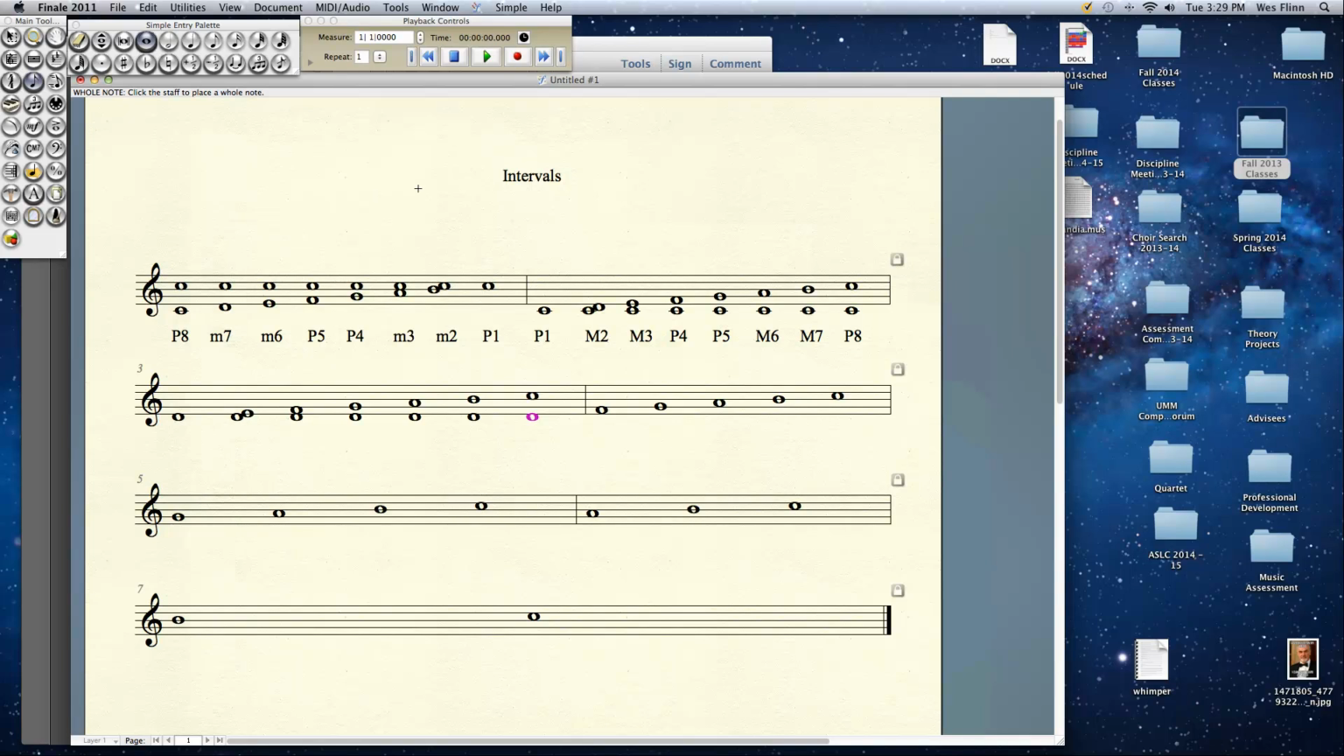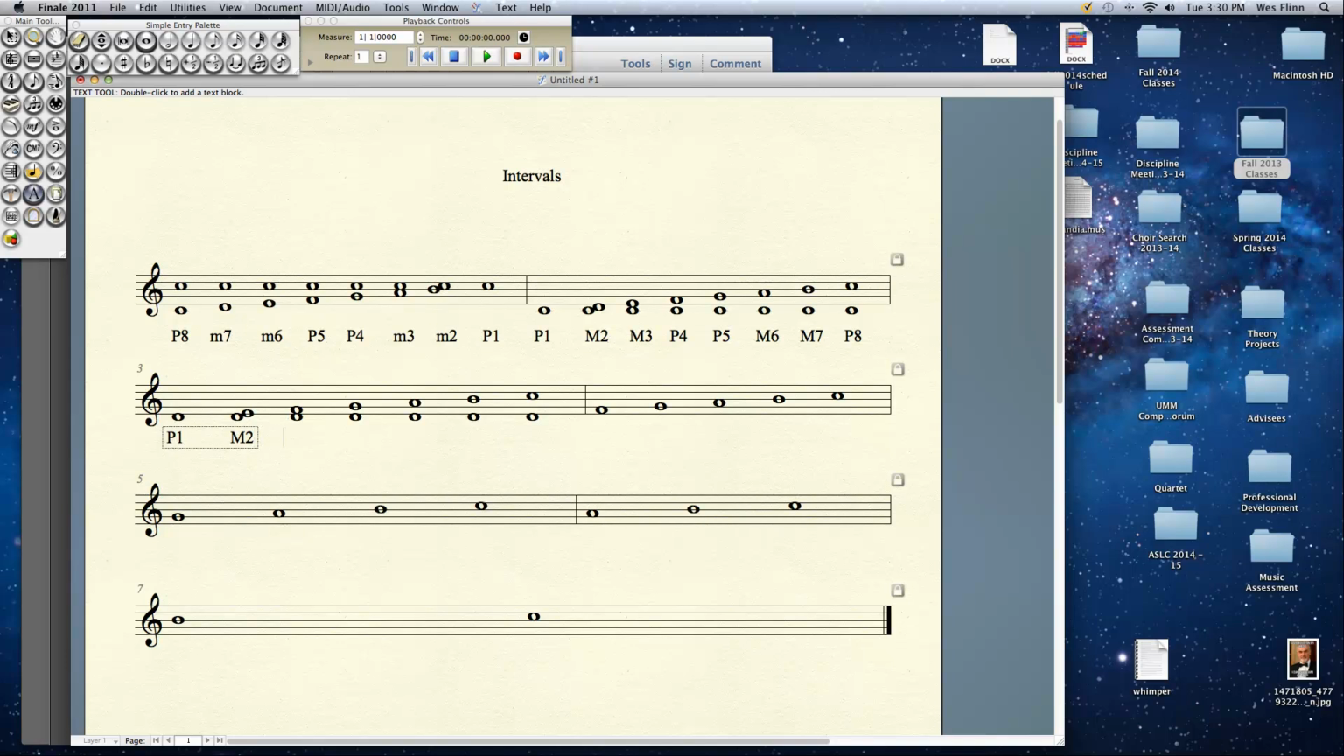What intervals are created? Well, we know if D stays on D, that's going to be a perfect unison. D to E is what kind of step? Half step or whole step? That's right, it's a whole step, and whole steps are by definition major seconds.